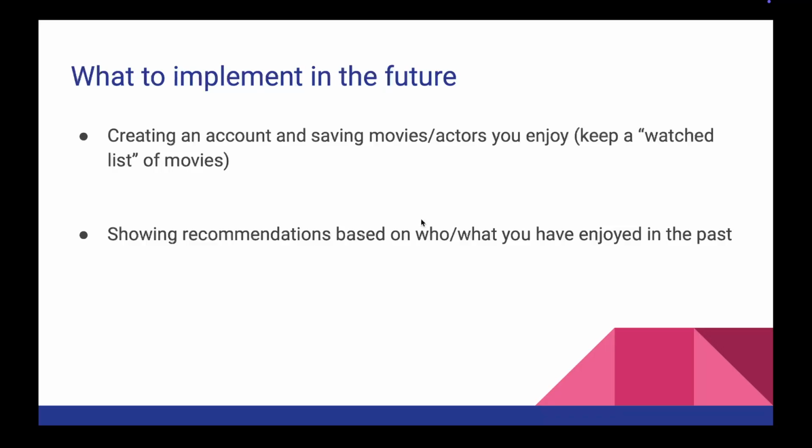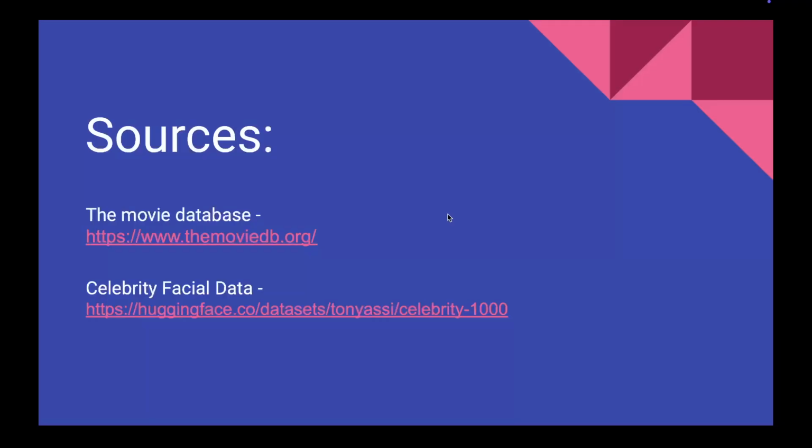So moving on here, some things that I would implement into this app in the future is a way to create an account, saving movies and actors you enjoy. You could keep a watched list of movies, so you could keep track of what movies you've watched in the past, how much you like them. Another CoreML functionality that I thought would be cool is showing recommendations based on who/what you have enjoyed in the past. So those were a couple things moving forward that I could definitely think about implementing.